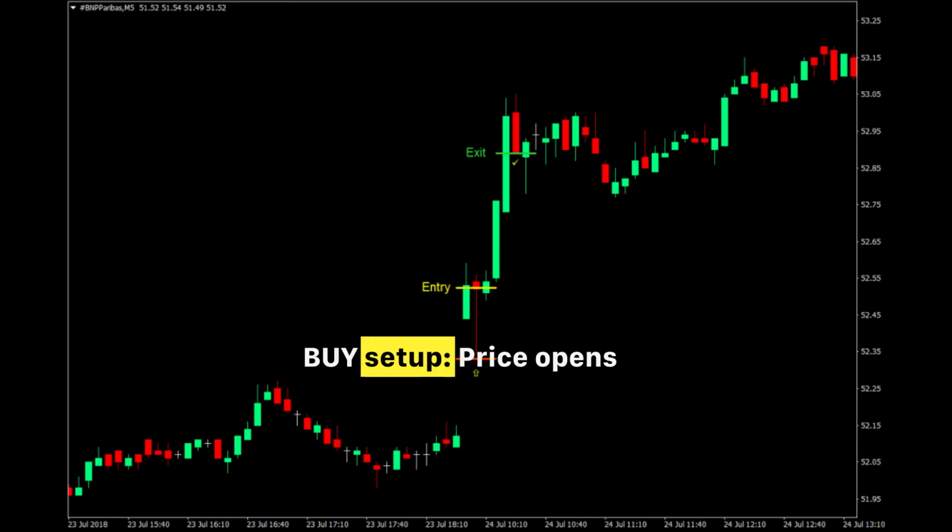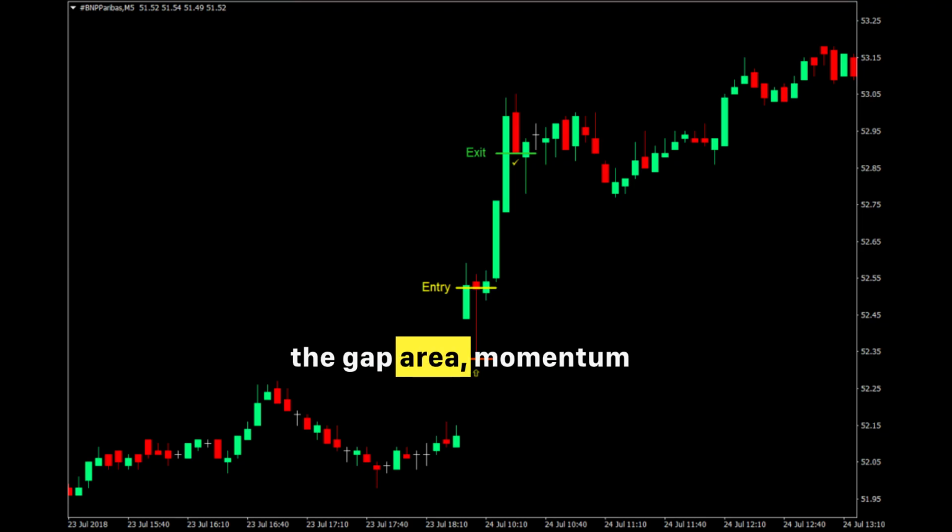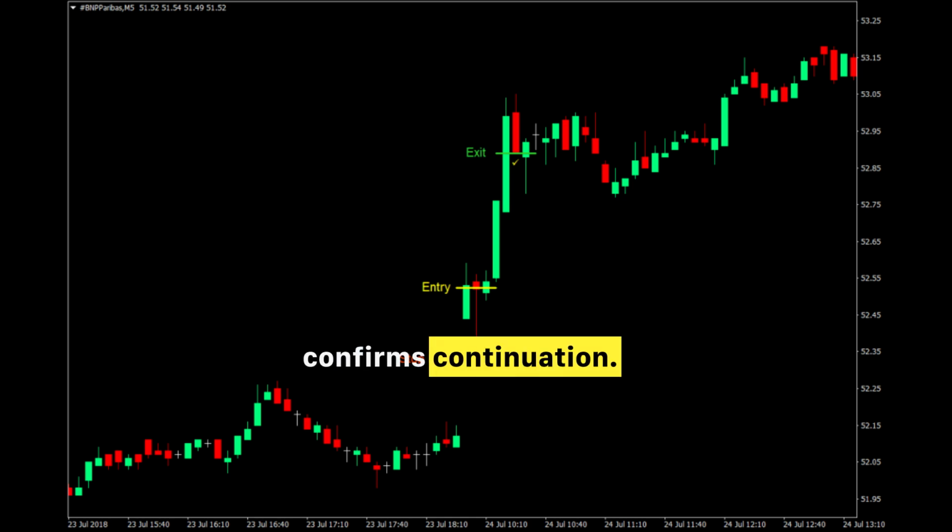Buy setup. Price opens with a bullish gap above the previous session's high. The market holds above the gap area, momentum turns bullish, and price stays above the trend filter. Enter a buy when a strong bullish candle confirms continuation.